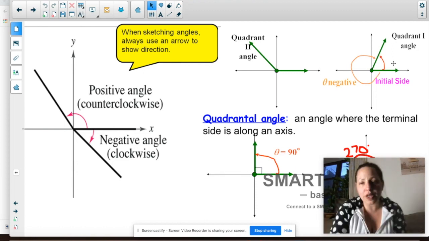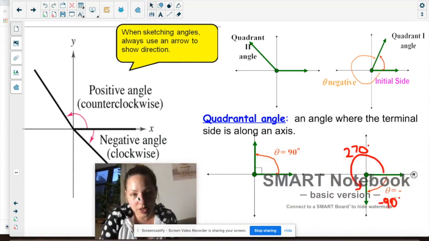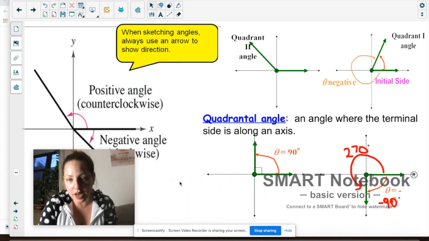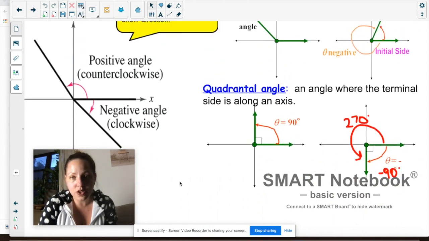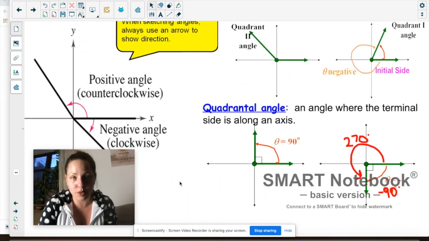I'm gonna move my picture so you can see that. And feel free to pause it at any point to take some good notes.